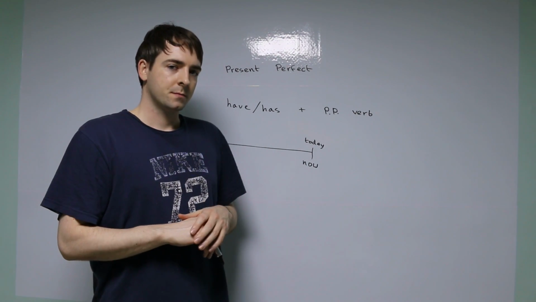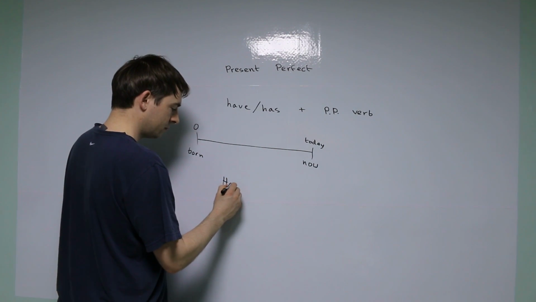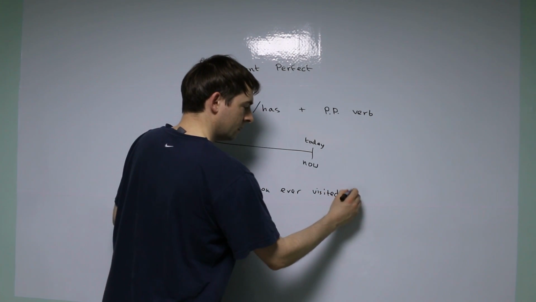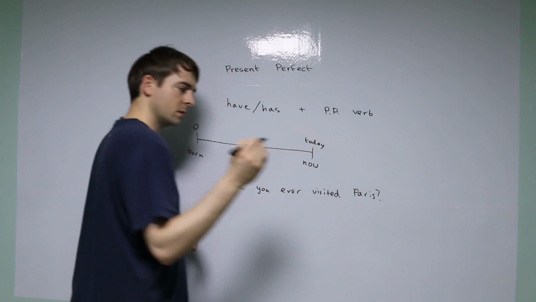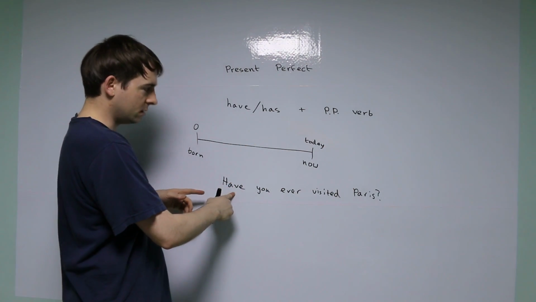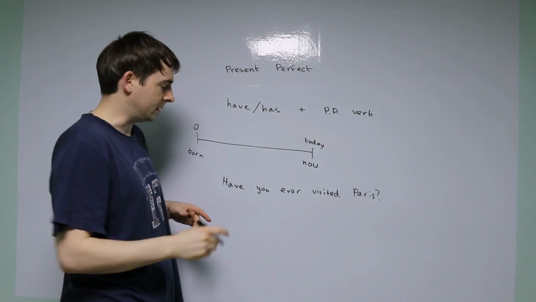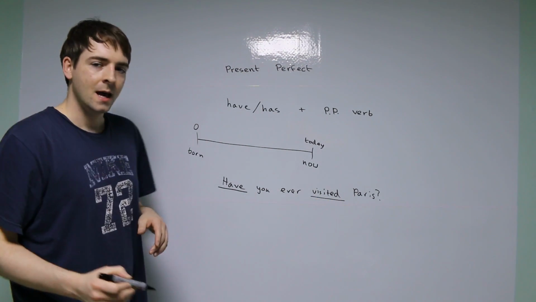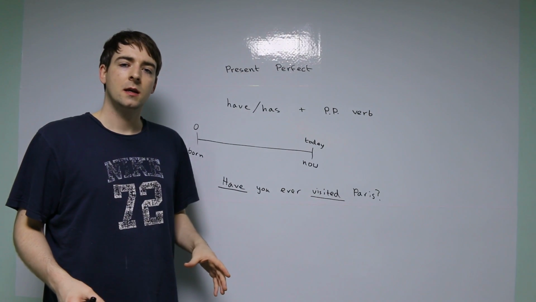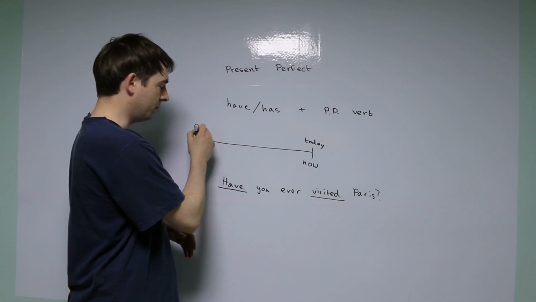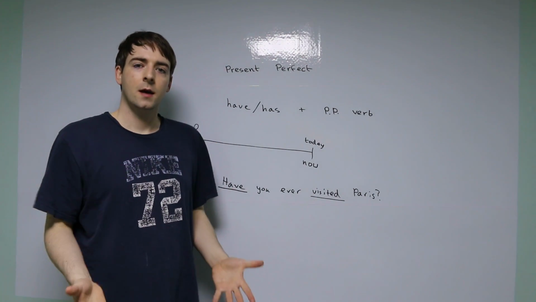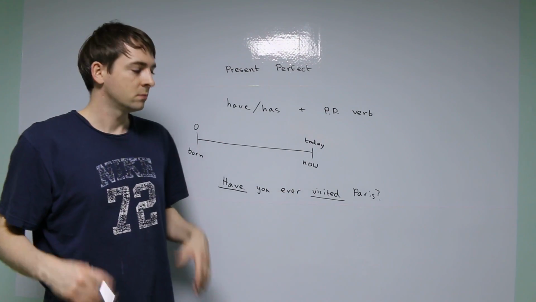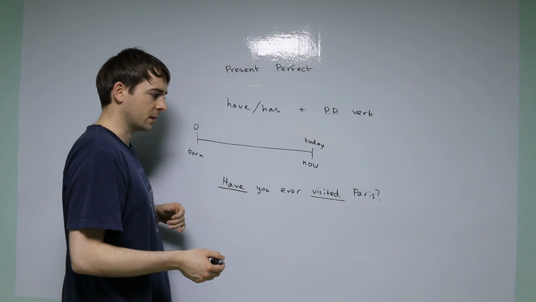Visited Paris. Let me ask this question. Have you ever visited Paris? Okay, now the question is in the present perfect tense because have plus PP, and what the question is really asking is, in your life from when you were born till today, have you visited Paris? In your life, have you ever gone to Paris? That's really what the question is asking.